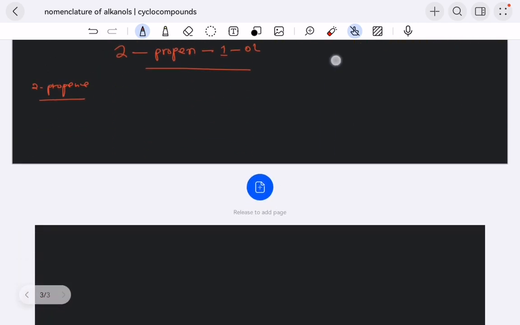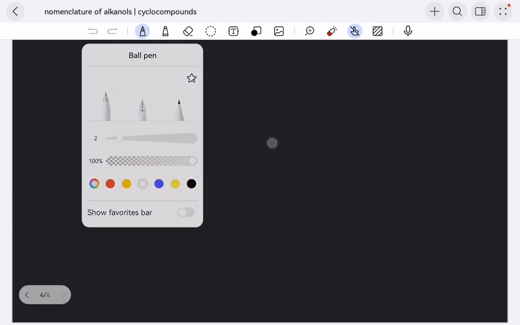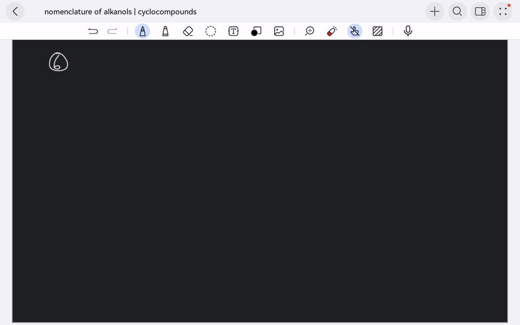Let's look at another example similar to what we have looked at as number 6. Let's say we have CH3, CH, a double bond, CH, let's say CH also, OH, CH3. So how do we name this particular compound?